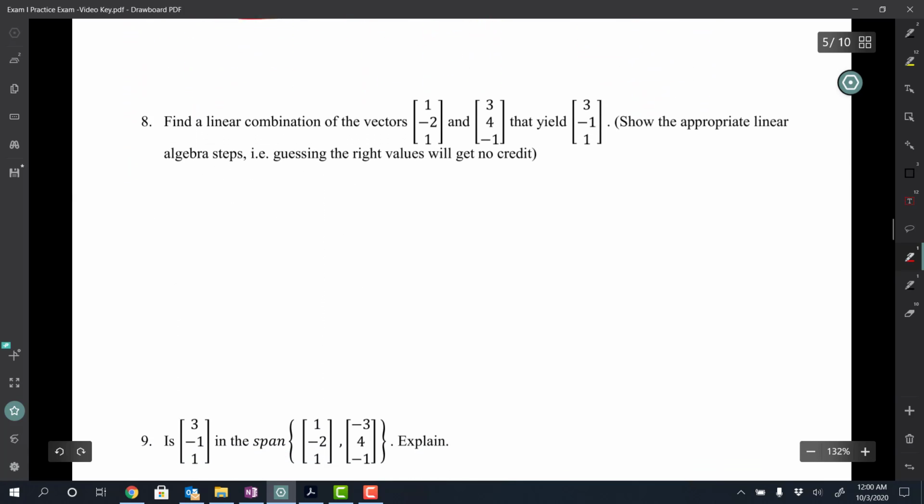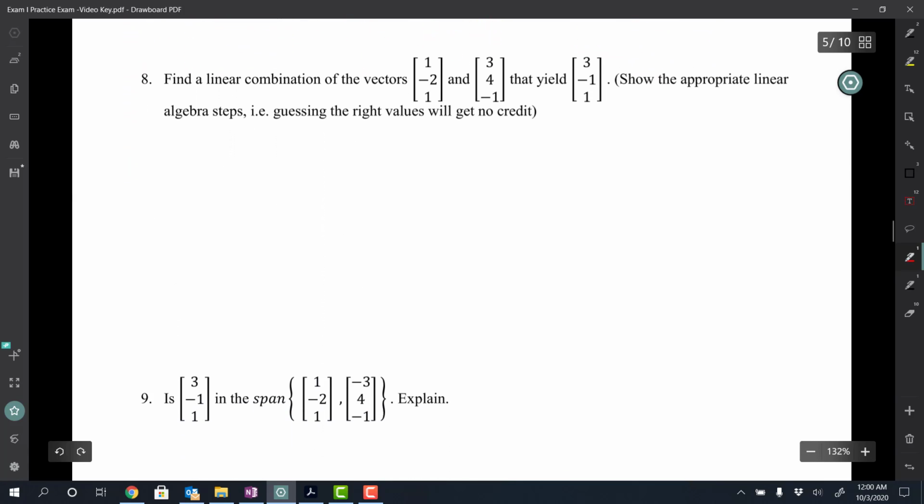All right, question 8, find a linear combination of these vectors that yields the vector 3, -1, 1. So that means I'm looking to see, is there some number times this first vector plus some other number times this second vector that's somehow going to bring me to 3, -1, 1. That statement of finding the linear combination is just saying solve the vector equation. To solve that vector equation, I just set up the augmented matrix and do my row reduction. Here I'm augmenting with 3, -1, 1.